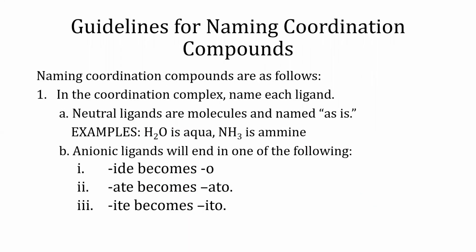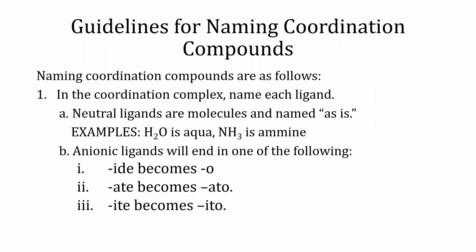Naming coordination compounds is as follows. 1. In the coordination complex, name each ligand. A. Neutral ligands are molecules and are named as is. Examples include H2O, which is aqua, and NH3, which is ammine.